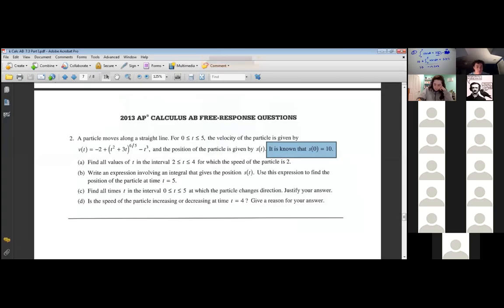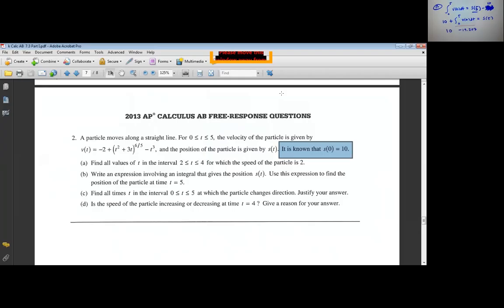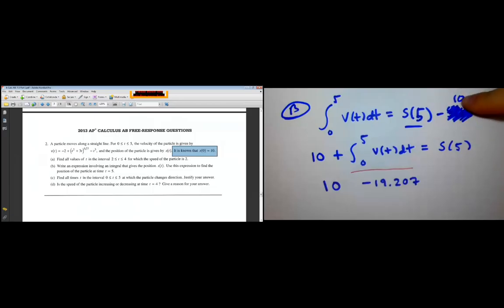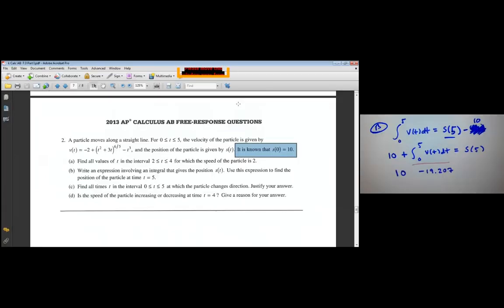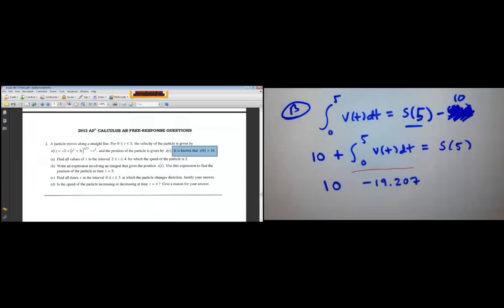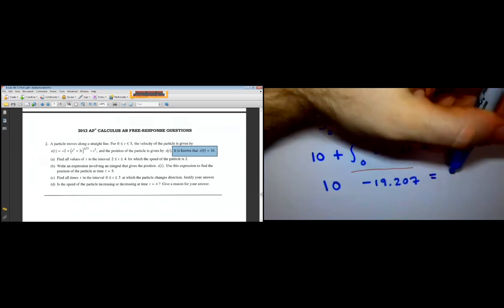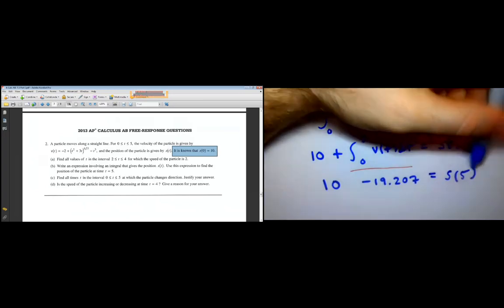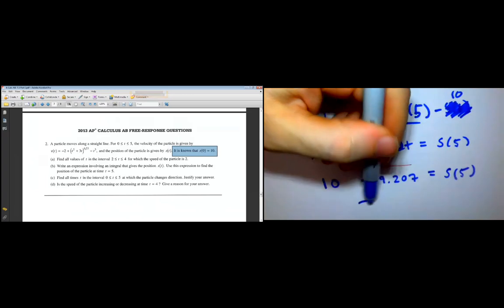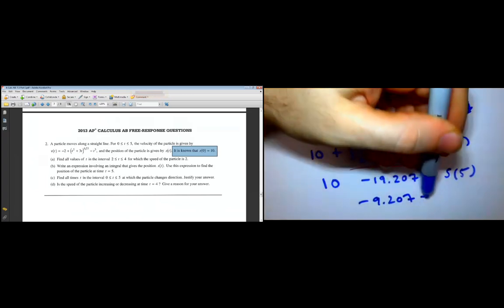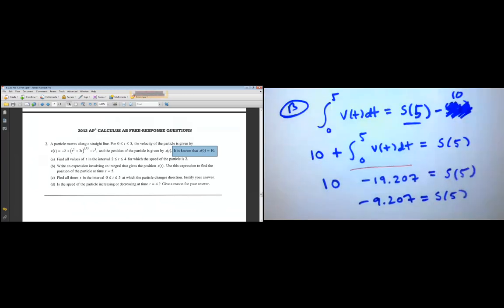Sorry about that. All right, so recapping part B, we got a late start on the recording. Sorry if you're tuning in, that's my fault. For part B, we said we're going to integrate the velocity from 0 to 5 of t dt. That gave me s of 5 minus s of 0, which was 10. We tossed the 10 over, and then when we plugged it into a calculator, we got 10 minus 19.207. Final answer, negative 9.207 is s of 5.